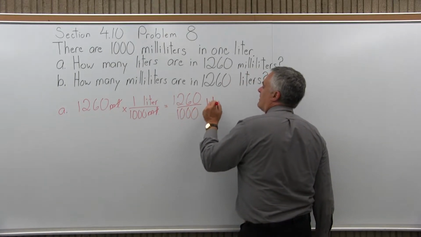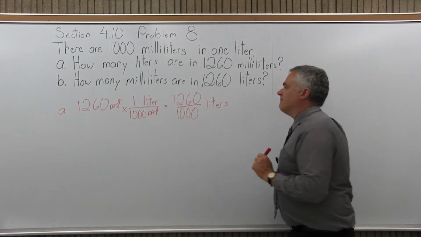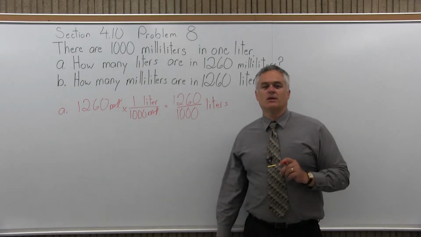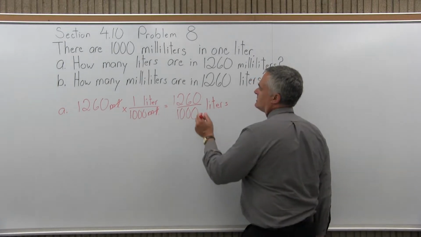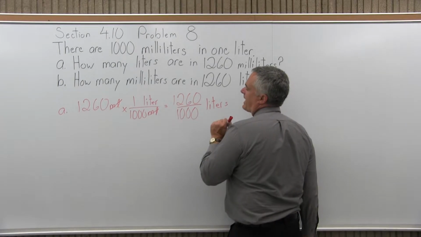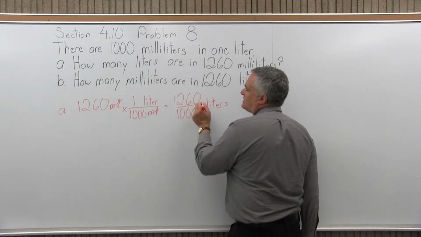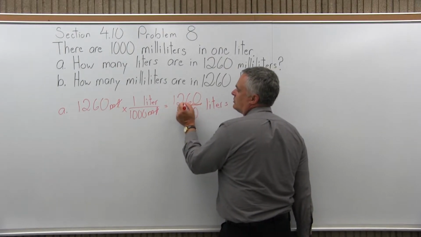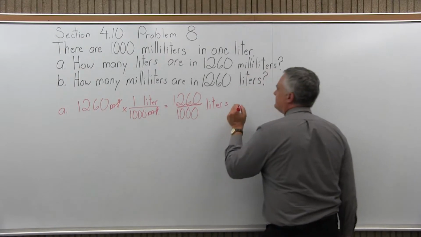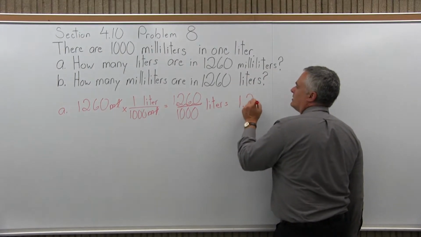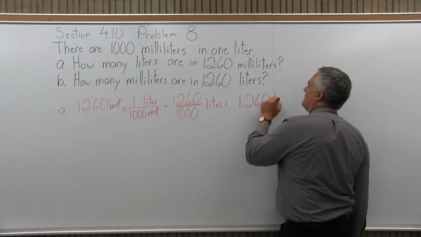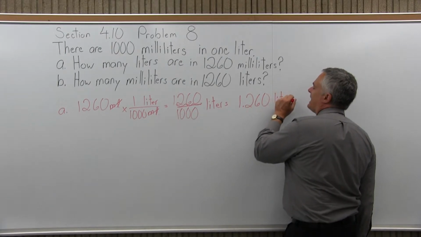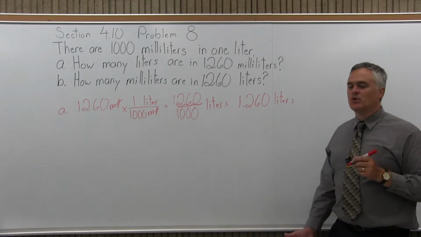Now, those are some very big numbers, but the 1,000 in the denominator is very easy to divide. The 3 zeros are just going to have you pull the decimal point back 3 spots. The decimal point's not written, but it's assumed to be just to the right of that 0 in the 1260. So if it comes back 1, 2, 3 spots, I have 1.260 liters.